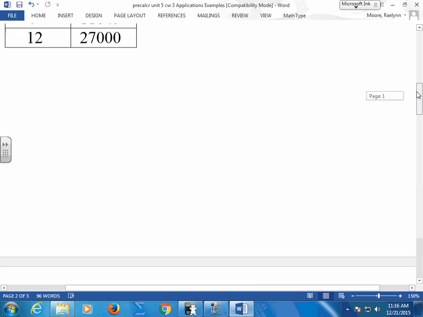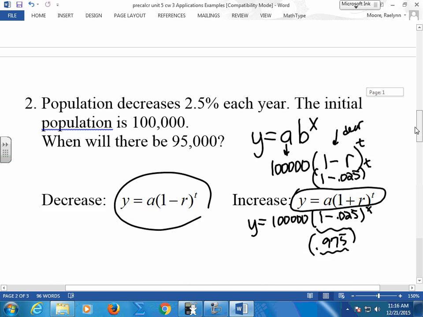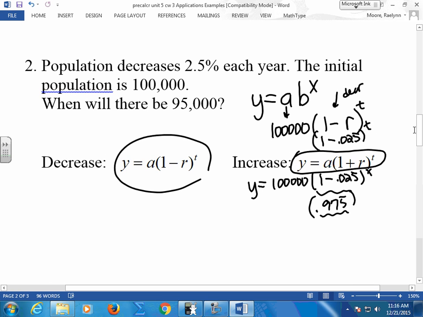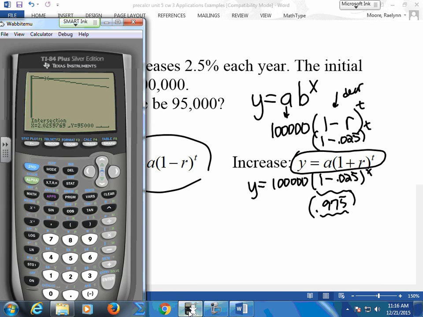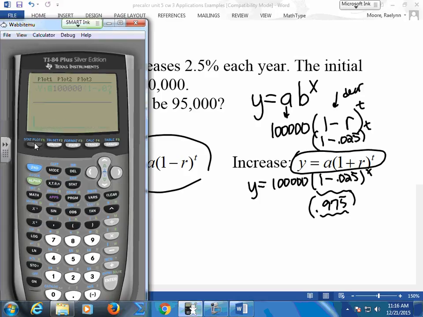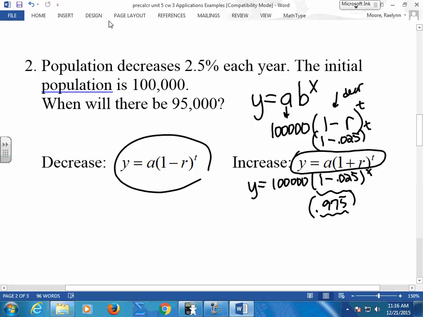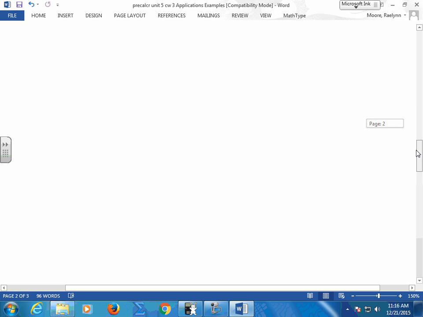I didn't get that. You didn't get what? Years, the 2 years. The 2 years? Did you put this in? Let's see. I see a window. I think I did 100,000 times 1 minus my 0.025. Oh, never mind. I put 0.25. Yeah. Then you're decreasing very fast. Be careful of your decimals. Those people will be moving away like crazy.